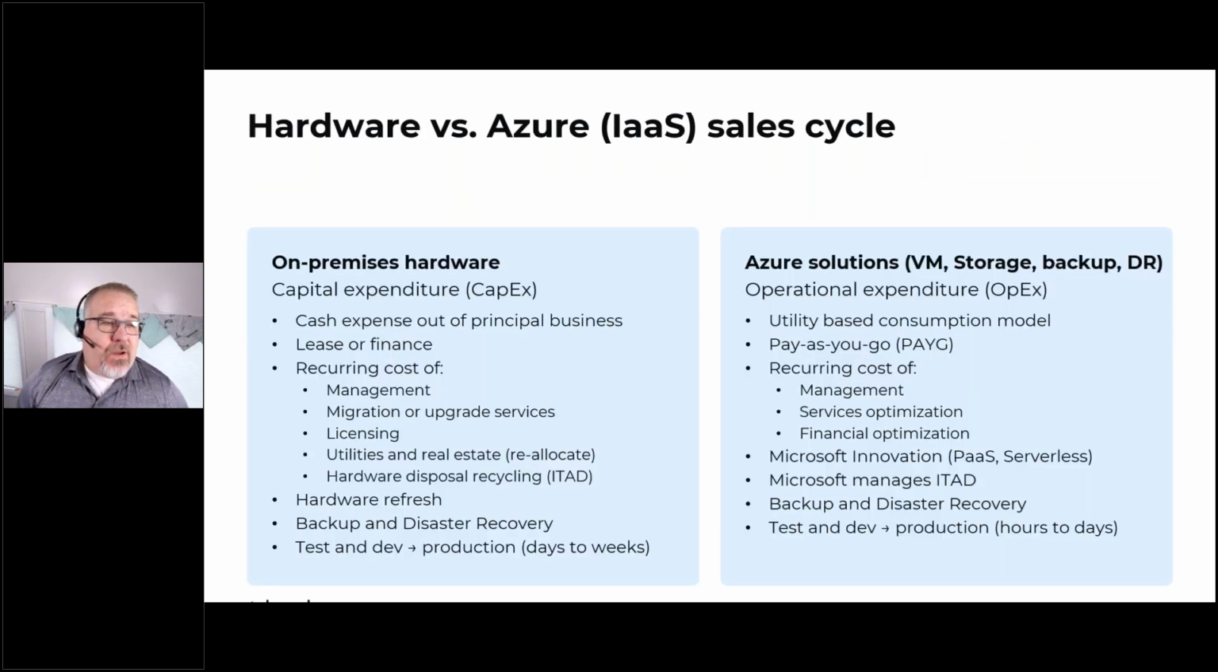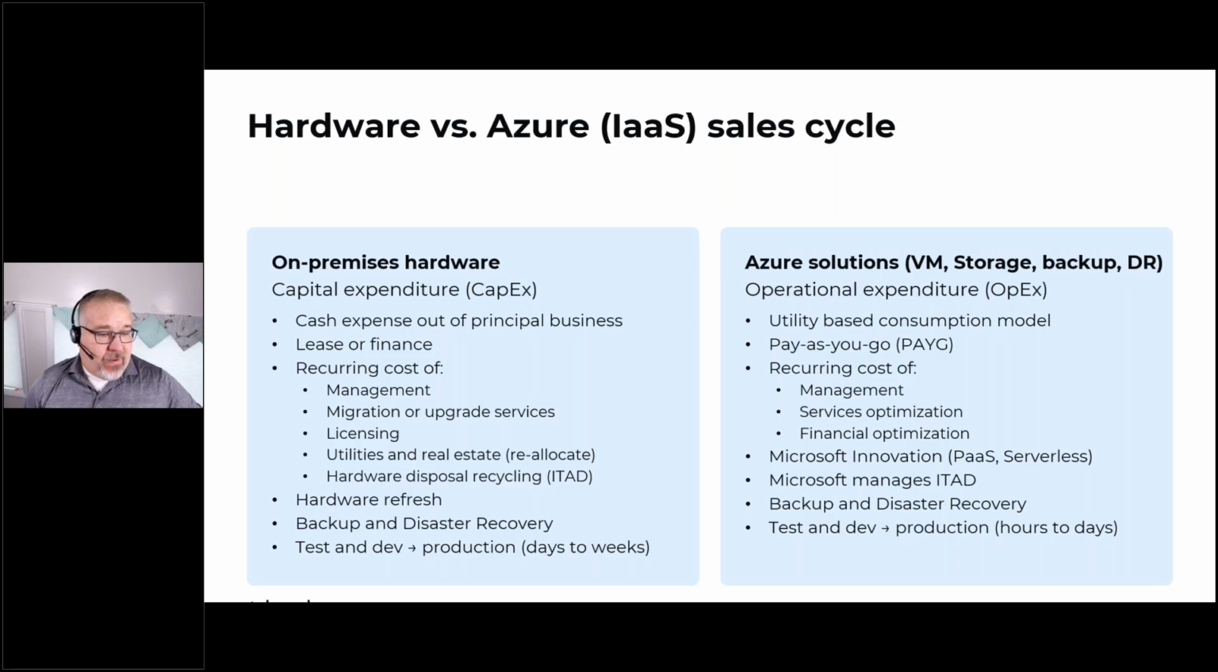So let's look at hardware versus Azure in the sales cycle. When you look at on-premises hardware, it's a capital expense. Your customer is taking money out of the bank, out of their profits, and buying this hardware, and they don't want to do it very often because it's very expensive. And then they're paying you probably to do migration from their old servers to new servers for faster technology. And that life cycle continues on. It's been going for years and will continue to go for years forward.